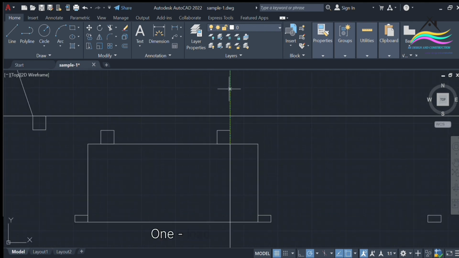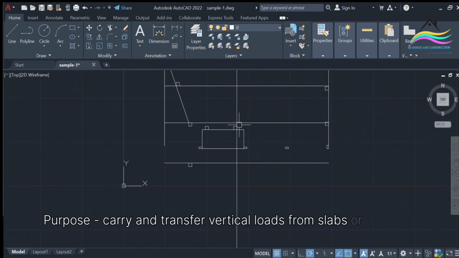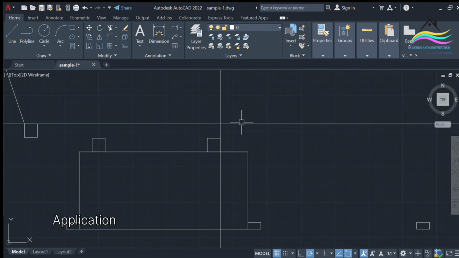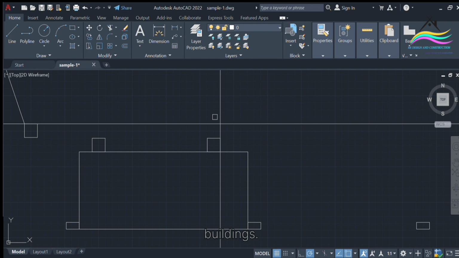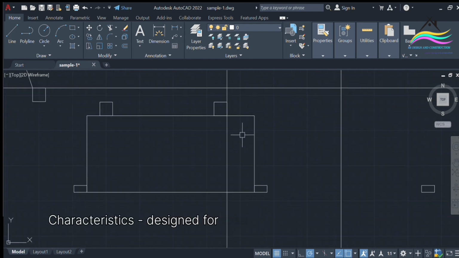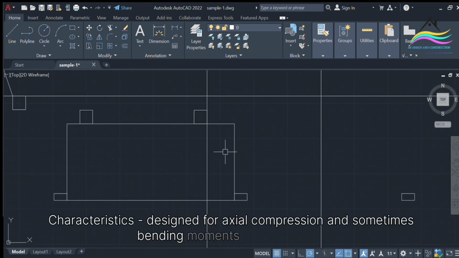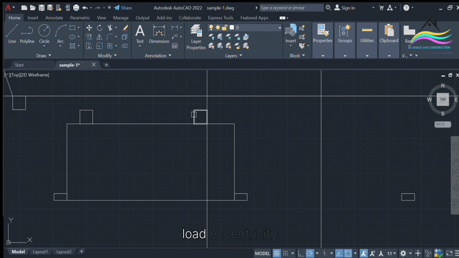1. Load-bearing columns. Purpose: carry and transfer vertical loads from slabs or beams to foundations. Application: common in framed structures such as residential, commercial, and industrial buildings. Characteristics: designed for axial compression and sometimes bending moments depending on load eccentricity.